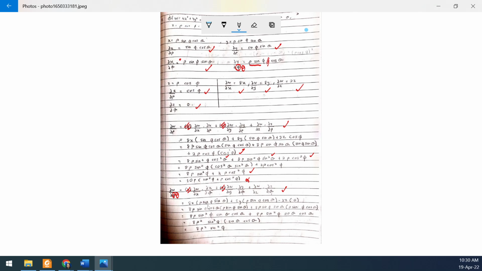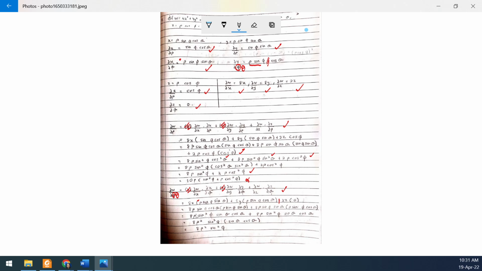Del W del X, del X del theta. Okay, because this is negative here, negative rho sin phi sin theta. Okay, del Y del theta is rho sin phi cos theta. Okay, and then del Z del theta, this term is 0. This one is plus, but this term is 0. X is rho sin phi cos theta, and rho sin phi sin theta.